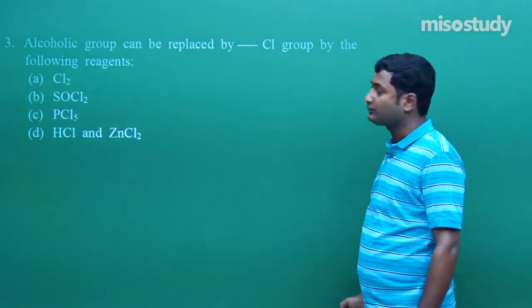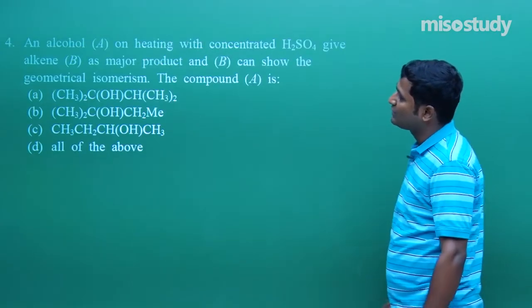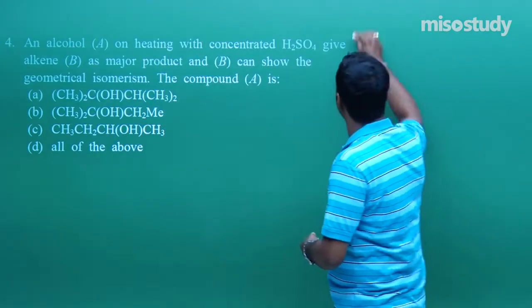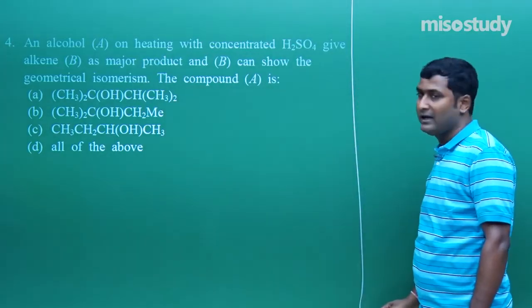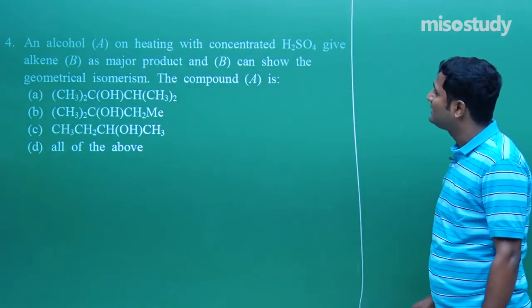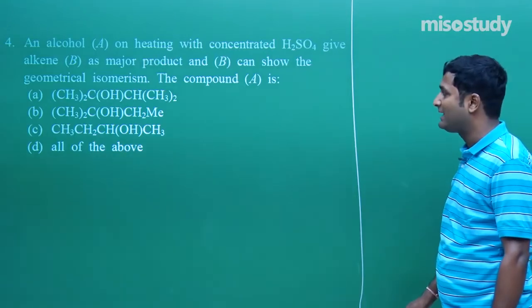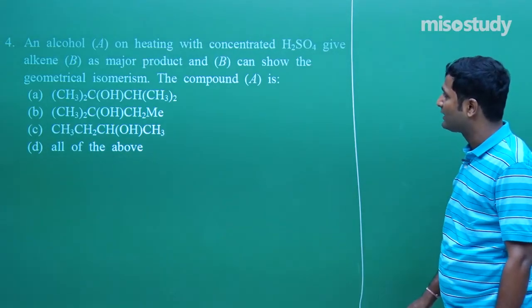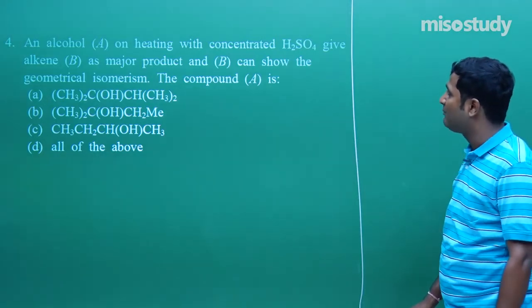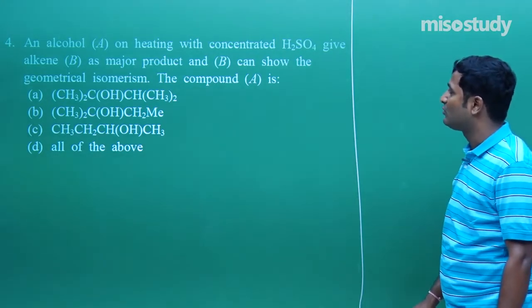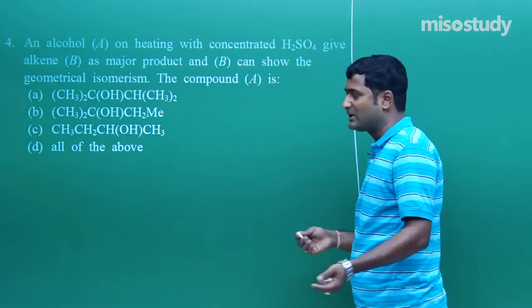Now, let's move to the next question. Read the question carefully, what is given here. The question is: an alcohol A on heating with concentrated H2SO4 gives alkene B as a major product, and B can show geometrical isomerism. The compound A is definitely an alcohol.